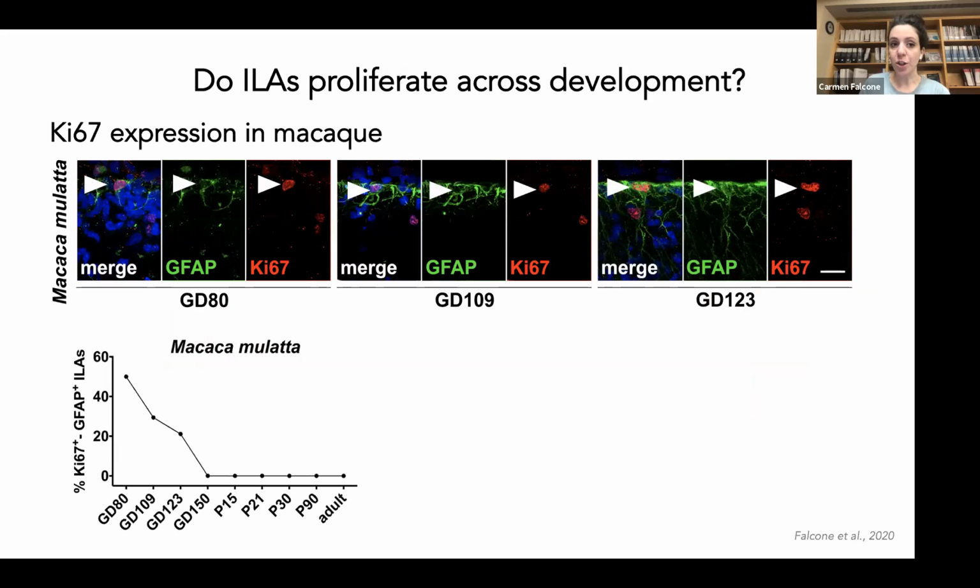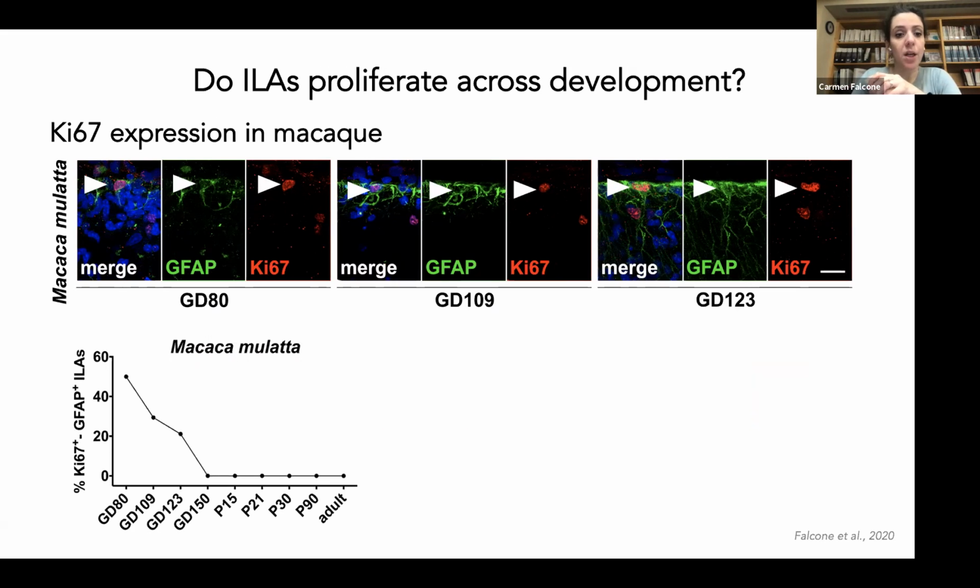So the next question that we asked was, do they proliferate across development? Usually other astrocytes, they're not like neurons. Neurons usually proliferate before they migrate. Astrocytes first migrate and then they proliferate locally when they reach their final destination. So we checked if these astrocytes too do the same.